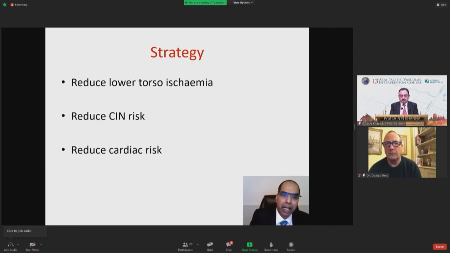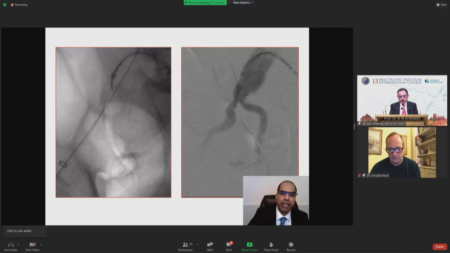And once you're ready to do the repair, it's important to have a strategy as to how you're reducing the time of lower torso ischemia, because these are very long procedures. How do you reduce contrast-induced nephropathy, for example, keeping the patient well hydrated, and how to reduce the general cardiac and other systemic complications risks. In thoracoabdominal aortic aneurysm repair, reduction of paraplegia risk is also a major issue, but it is a topic in itself. And after preparing the patient, this is the start of the operation.